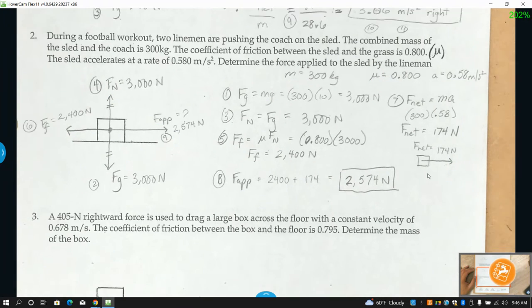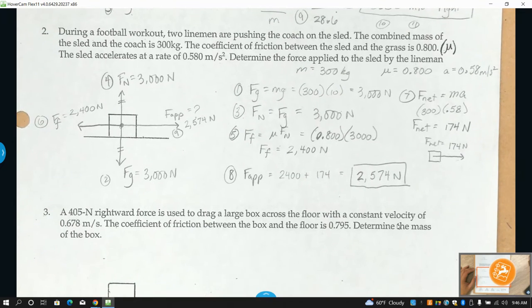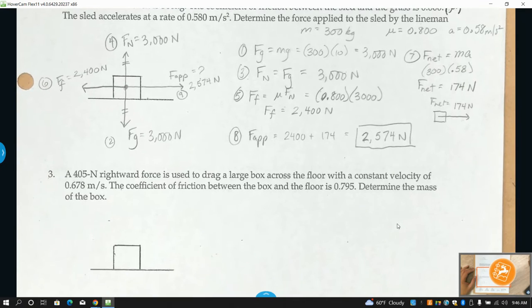All right, so that would be the speeded up version of that. Now, number 3.